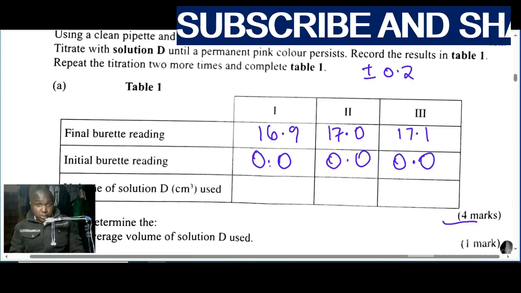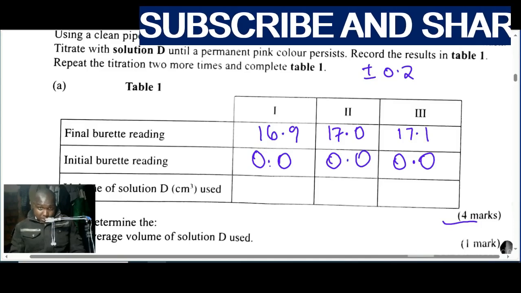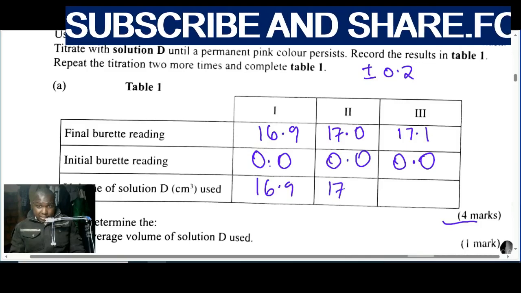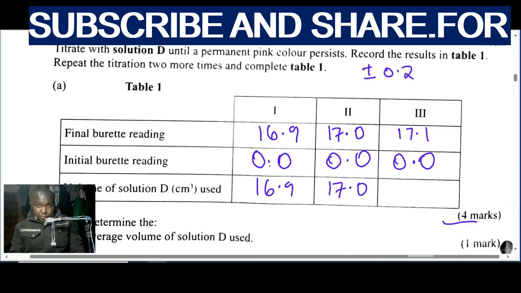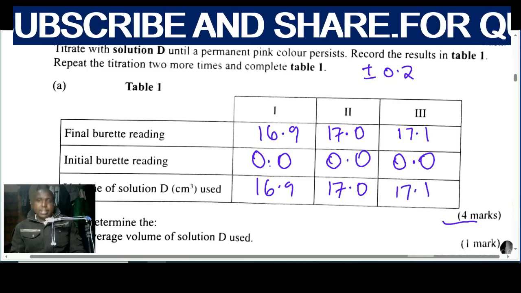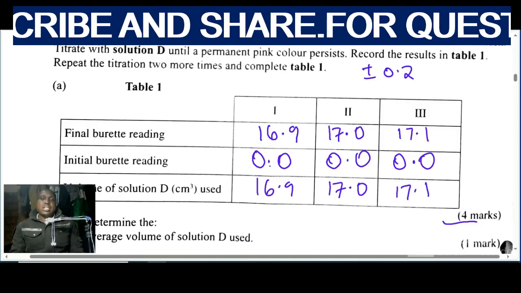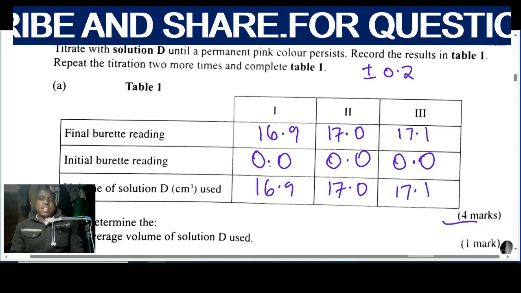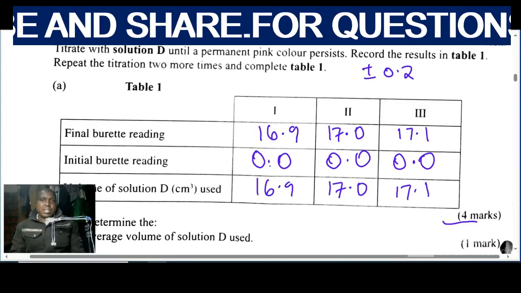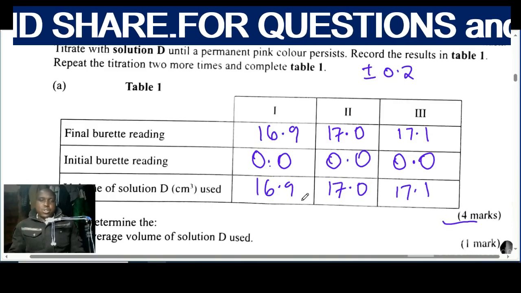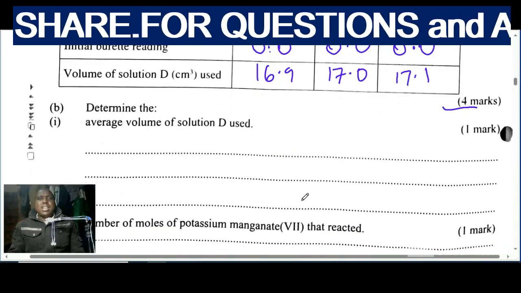This one. So it means when you are going to do the average you will use all of them. So when you subtract this one, there you will get 16.9, 17.0, 17.1. So this is how you fill the table to get 3 marks if it is not accurate. But if your titration is accurate, then that is the 4 marks you will score there.